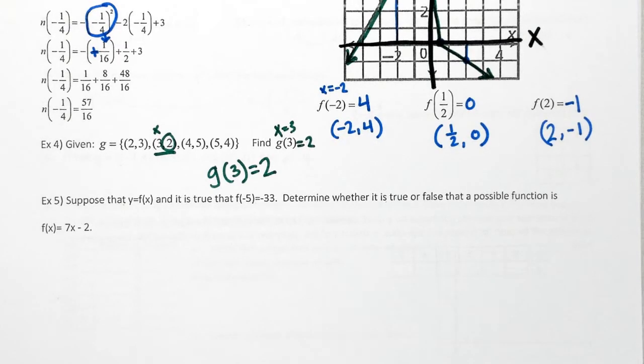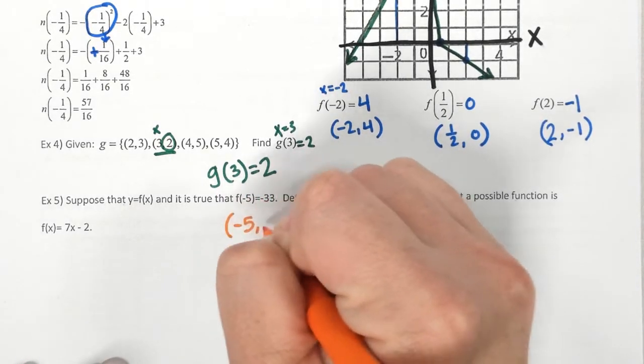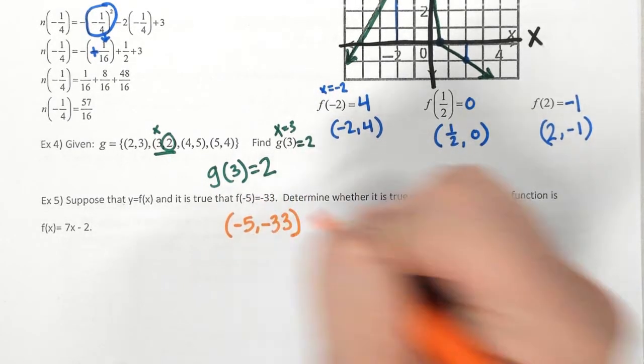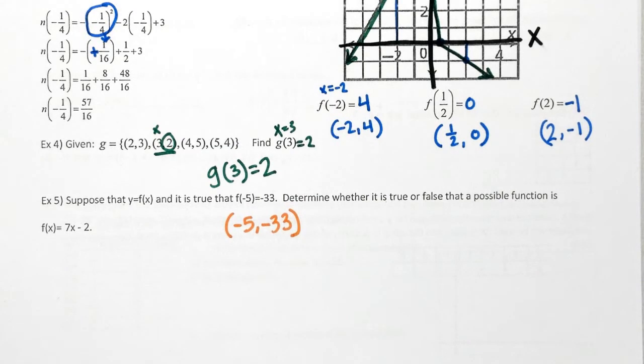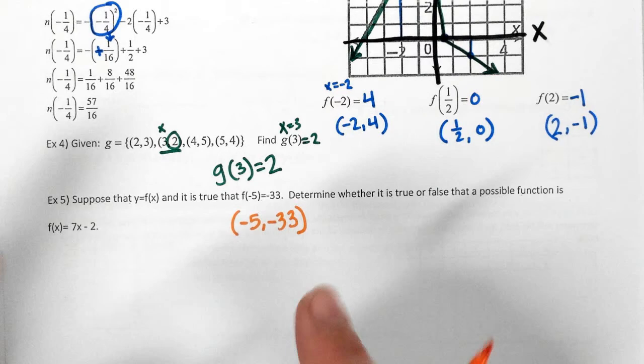Okay, now on this one it says, suppose that y equals f of x, and it is true that f of negative 5 equals negative 33. Well, my x is negative 5 and my y is negative 33, so I know that this is the point it's talking about, right? It says determine whether it is true or false that it is a possible function for this one. So I need to plug it in and see if it's true or false, is all it's saying.